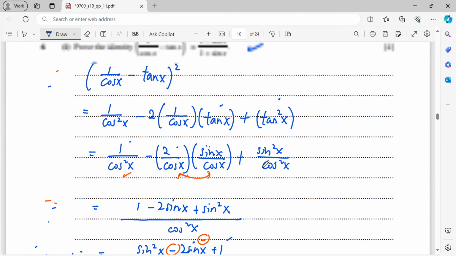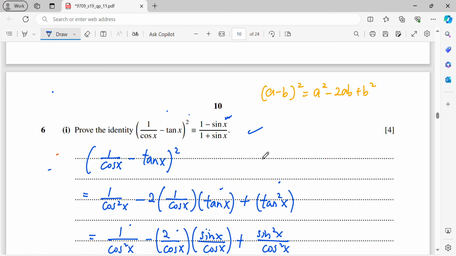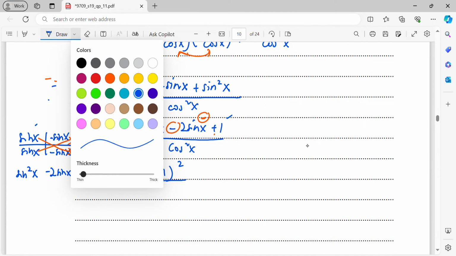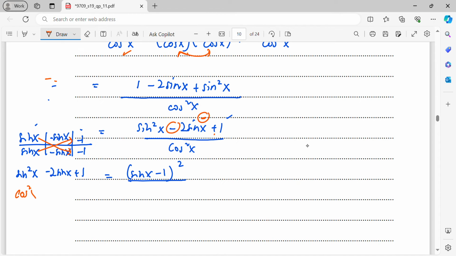Now for the cos square x, because in the answer here there's no cos, I will have to change it using an identity. So cos square x plus sine square x equals 1, and get cos square x as the subject by moving sine square x to the right side, which means cos square x is 1 minus sine square x. Then here I will be getting 1 minus sine square x. So this is (sine x minus 1) squared.